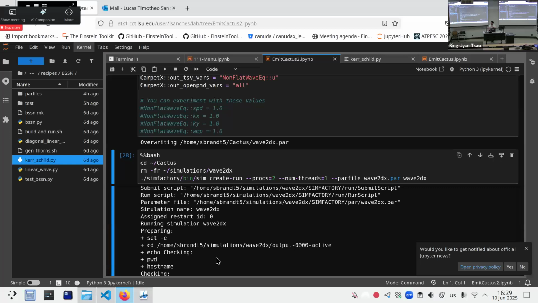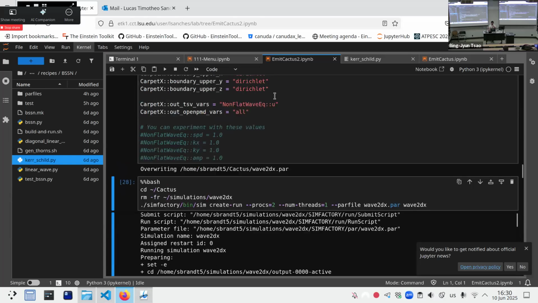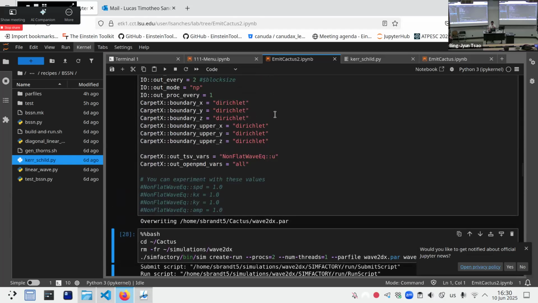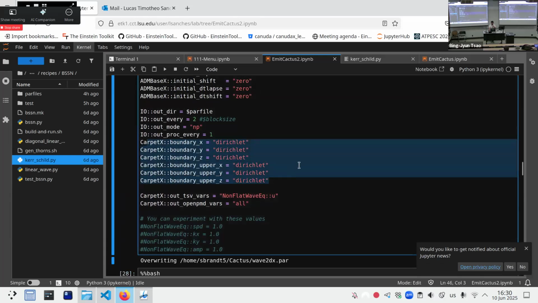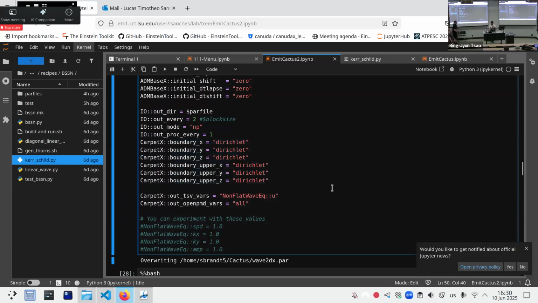The previous one, I think it was set up in CarpetX. The question for the audience was, do we use EmitCactus to set up boundary conditions? No, we are using CarpetX's boundary mechanism to set up our boundary conditions.